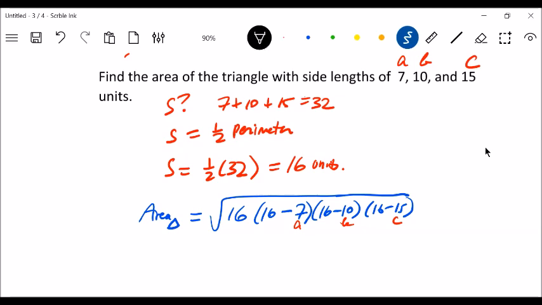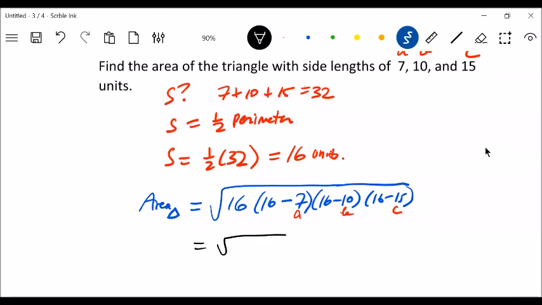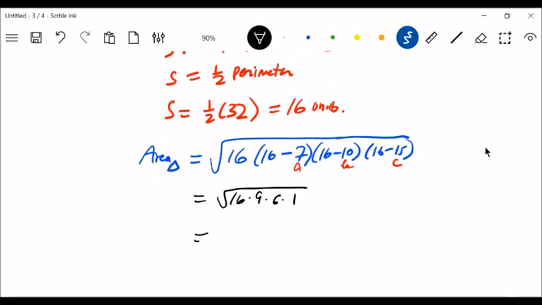And then after that, it's just a matter of calculating it out. So that's equal to the square root of 16 times 9 times 6 times 1, which is a pretty good size number, 864. So the area of the triangle is the square root of 864, which is approximately 29.4 units. But remember that this is an area, so it's square units, because you multiply two things that included the actual units being squared.